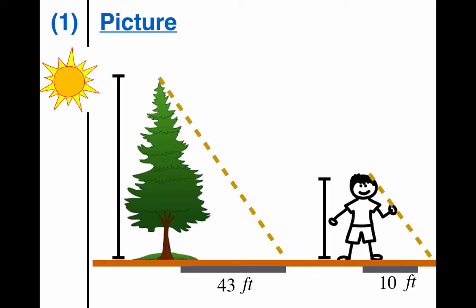Now, here's the next thing we know. The boy, we know how tall he is, but the tree we do not. The boy is 4.5 feet tall. I'm going to write 4.5 feet tall. But the tree, I'm going to put a question mark on. I do not know how tall the tree is. But that's okay. We have enough information now. We can solve for that.